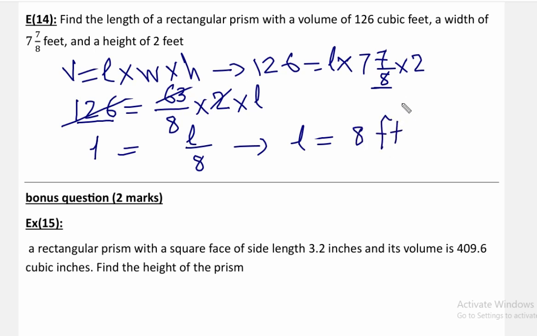The next 5 questions are bonus questions. You can solve them yourself. Okay, try it yourself, and if you get it right, I'll give you the bonus.